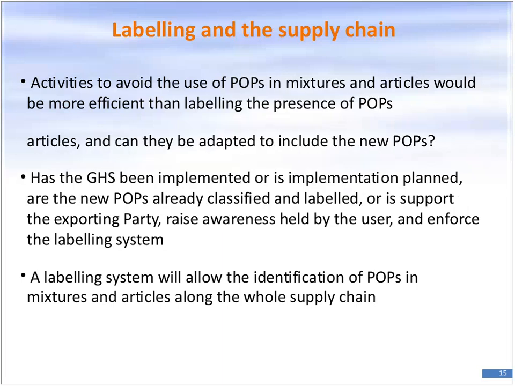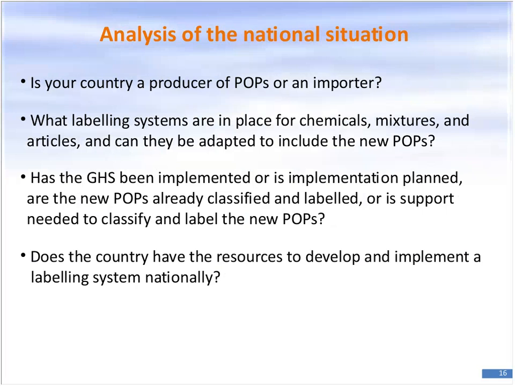Next slide. But when you actually consider a labeling system, it's important whether you are a producer or an importer. You should look at what labeling systems you have in place. Can they be adapted to include new POPs? Important is, as I said, the globally harmonized system, because it applies to all chemicals but also all POPs. And do you have the resources to develop and implement a labeling system? That's the analysis of the national situation. Next slide.